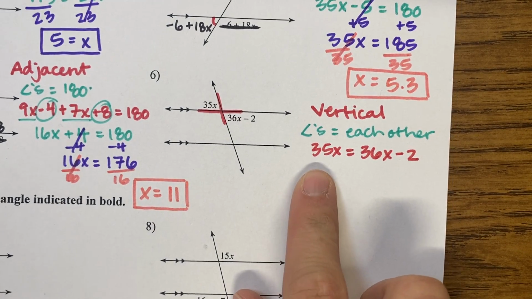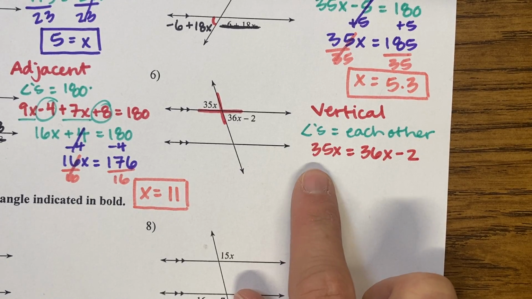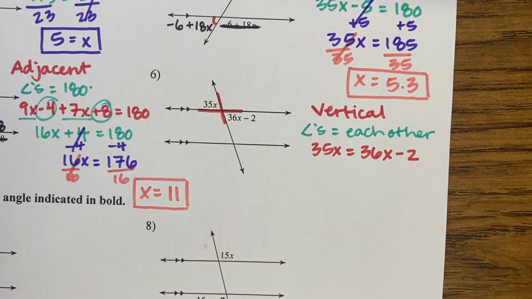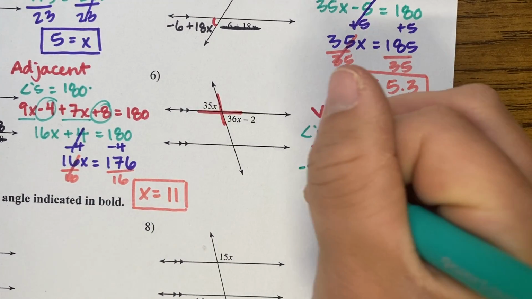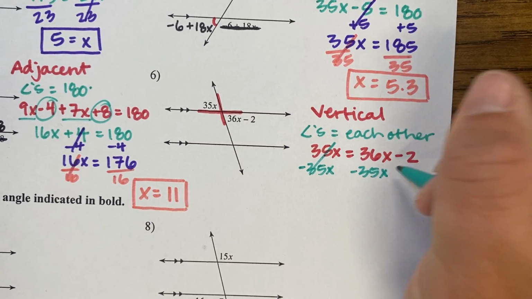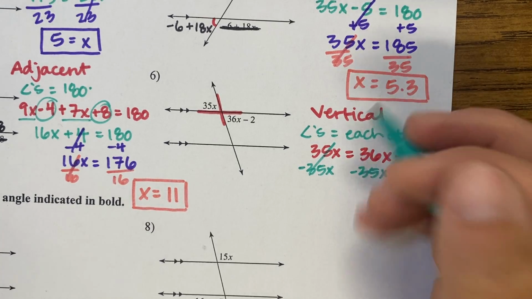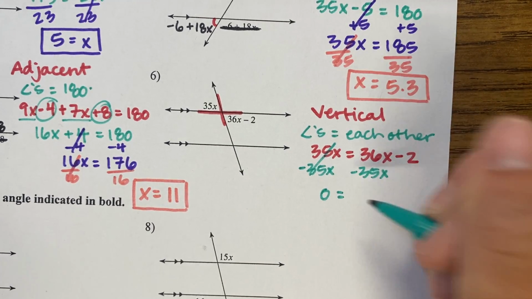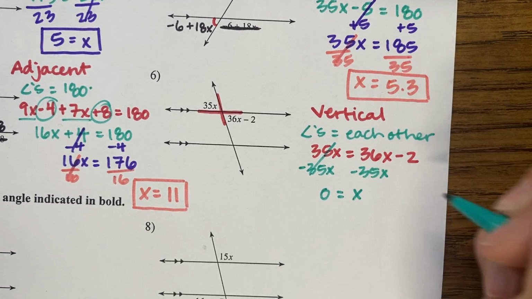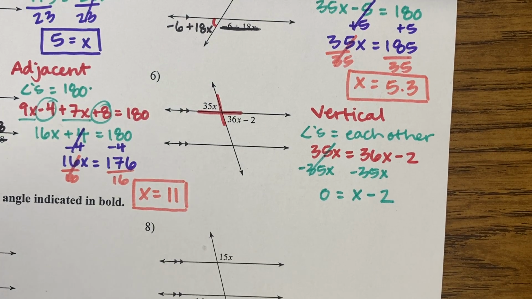Okay, well now I see that I have x's on both sides of my equal sign. I like moving the smaller one, so 35 is smaller than 36. So what is the opposite of a positive 35x? We're going to subtract 35x from both sides. What are we left with over here? 35 minus 35 is 0, and that's okay. Then we get 36 minus 35 is just 1, or 1x. So we get x minus 2 equals 0.